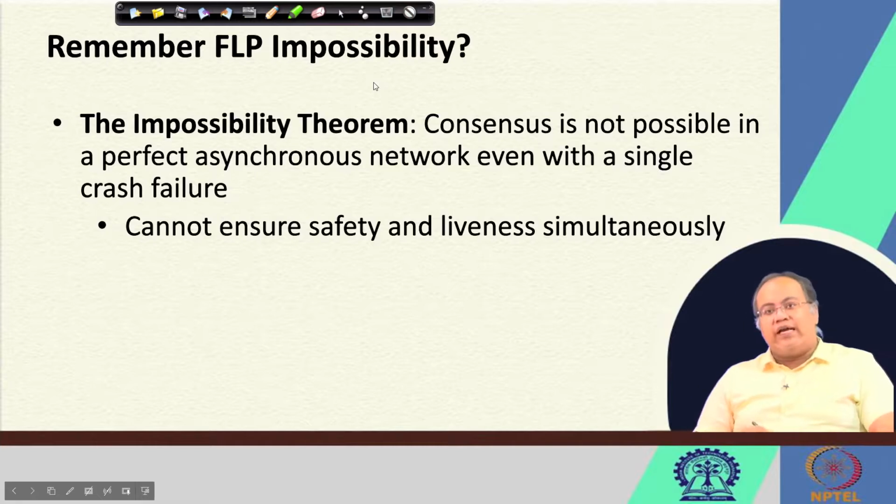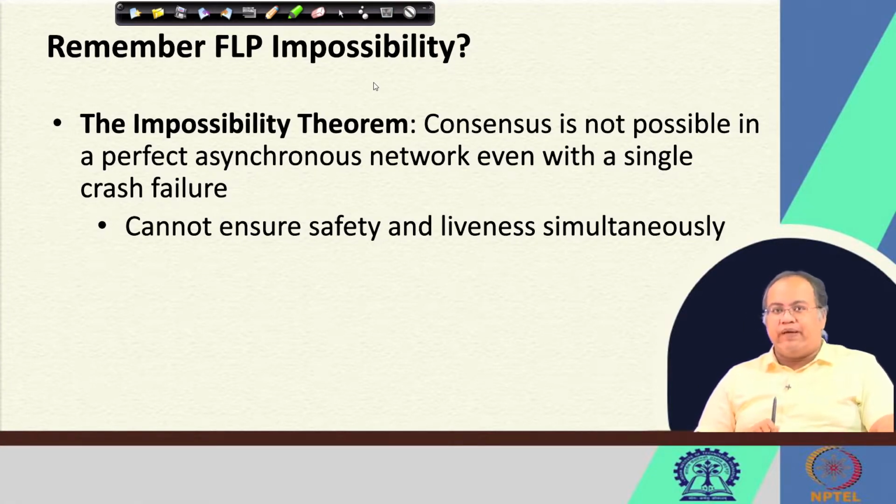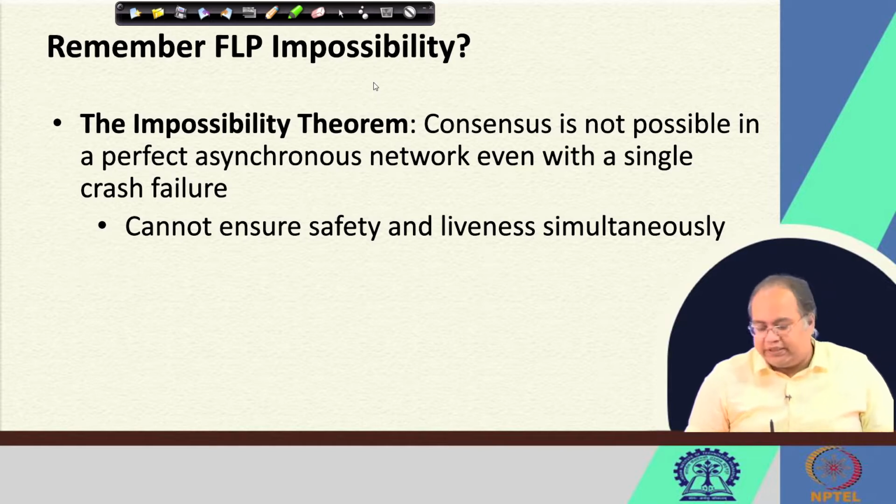Then, in an asynchronous network, we need to keep in mind the FLP impossibility. The FLP impossibility says that consensus is not possible in a perfectly asynchronous network, even with a single crash fault. That basically means that we cannot ensure safety and liveness simultaneously.